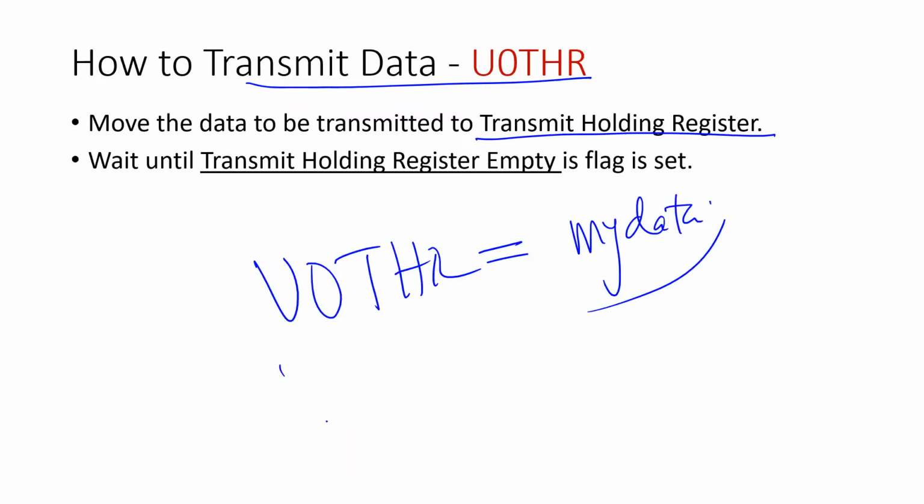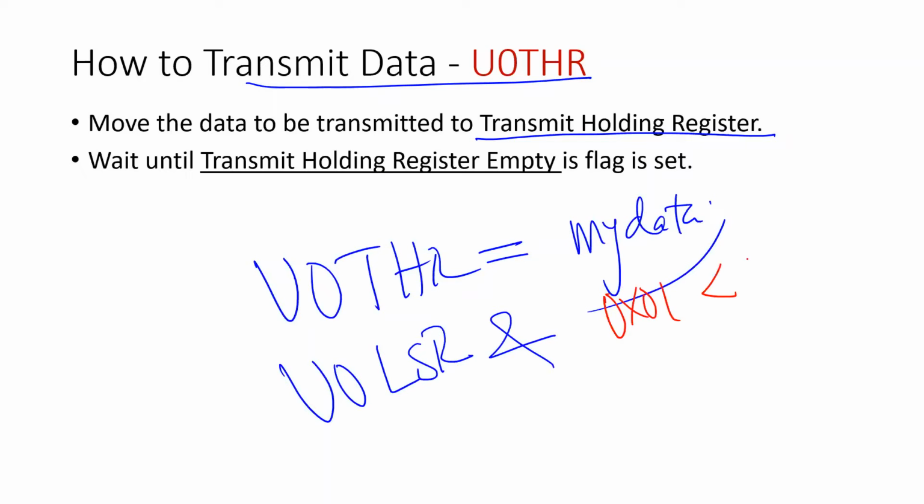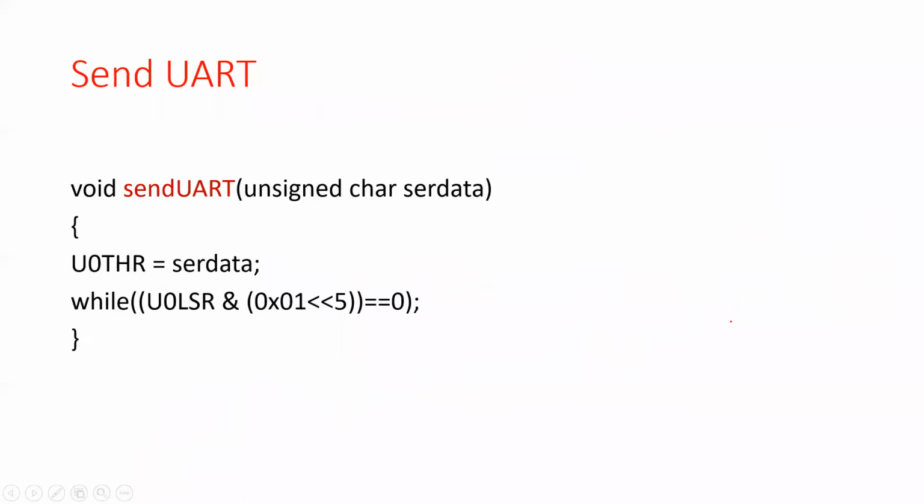So how do I check it? Take the UART0 line status register, do a bitwise AND of hexadecimal 01 left shifted by 5 times. Why 5 times? That is where my flag is. So if this result is equal to 0, you keep waiting in a while loop. That's how we check for transmit. So I put whatever data I want to transmit in the holding register, and then I check whether the fifth bit is equal to 1. If it is equal to 1, then I will come out.